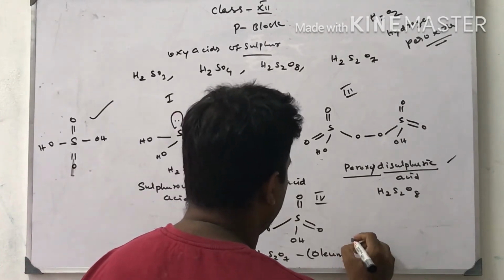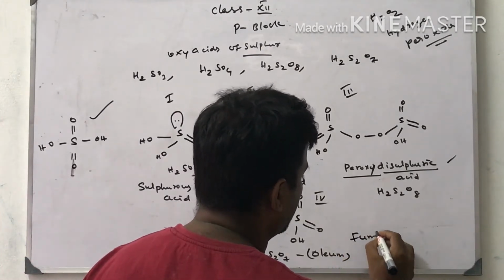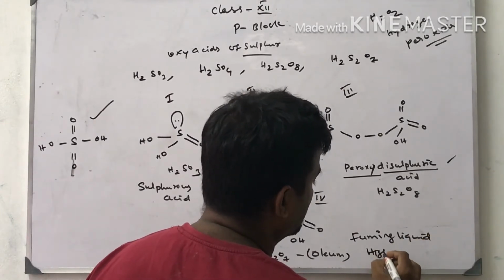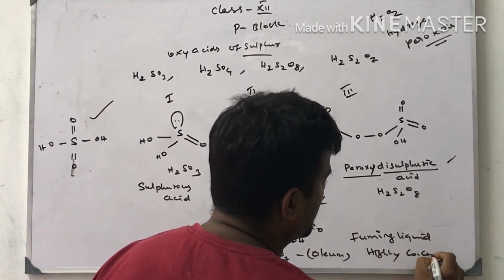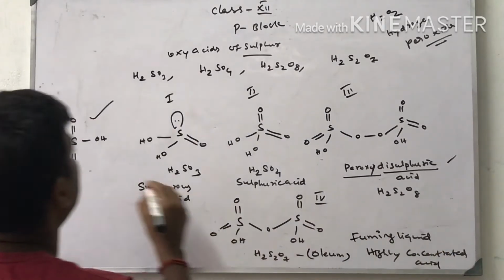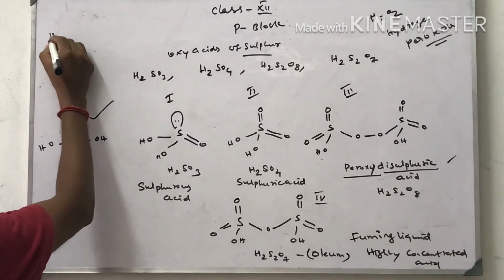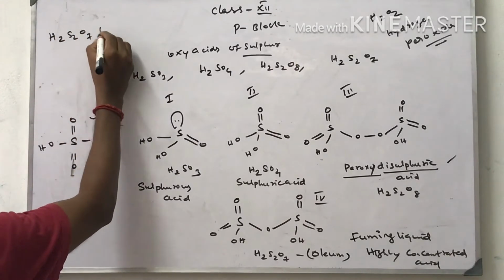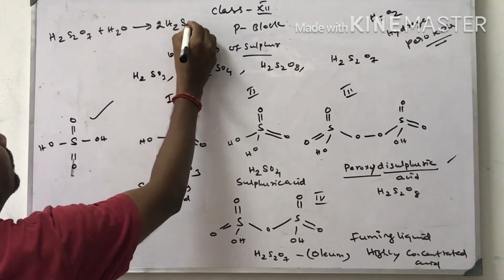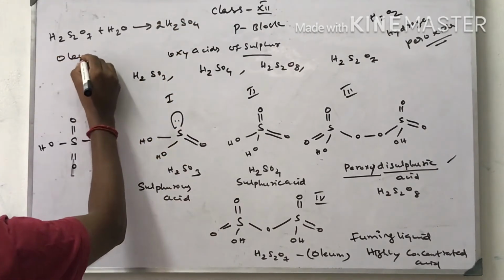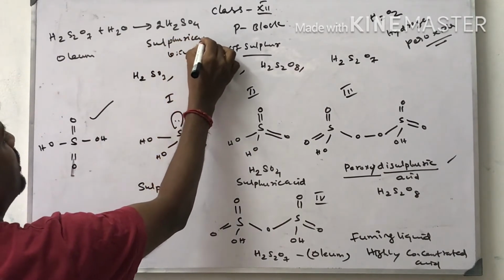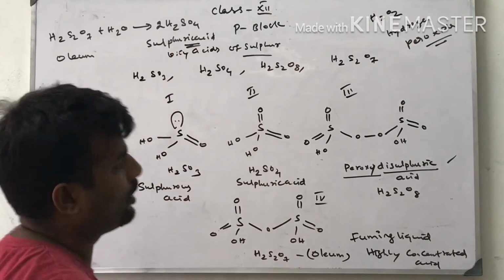Oleum is known as a fuming liquid. It is highly concentrated sulfuric acid. If you are going to dilute it, H2S2O7 plus H2O will give 2H2SO4. On diluting oleum, we get sulfuric acid. This we already learned in the manufacturing of sulfuric acid.